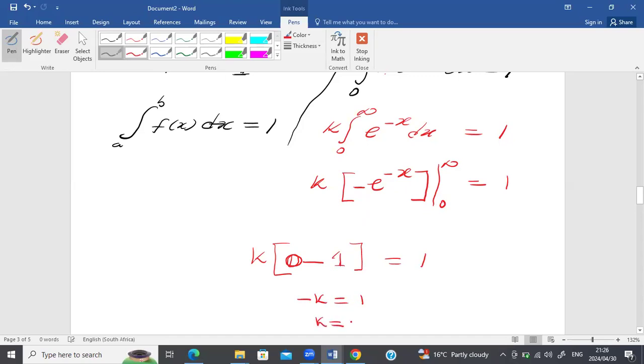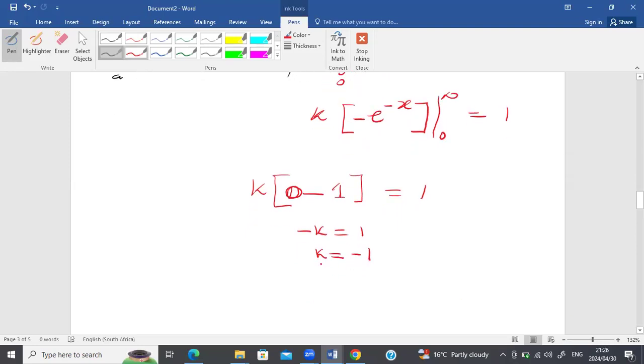K is simply equal to negative 1. So k is negative 1. So the value of k is -1. Any questions? Or have I confused you?